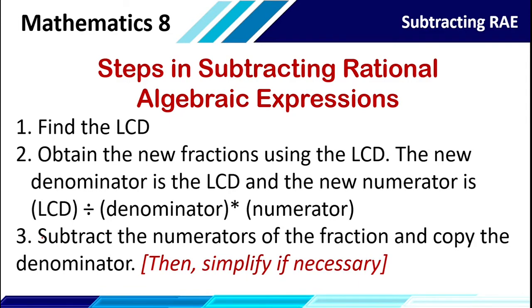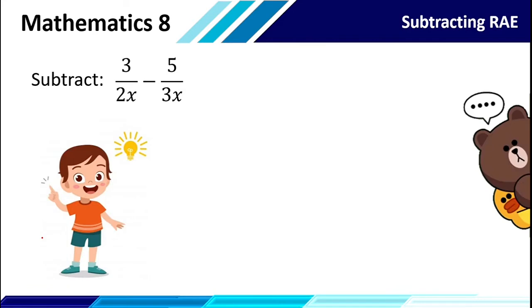There are steps in subtracting rational algebraic expressions if they are dissimilar fractions. First step is to find the LCD. Second, obtain the new fractions using the LCD. The new denominator is the LCD and the new numerator is the LCD divided by the denominator, multiplied to our numerator. And lastly, subtract the numerators of the fractions and copy our denominator. Simplify if possible. Okay, so our first example here is 3 over 2x minus 5 over 3x.